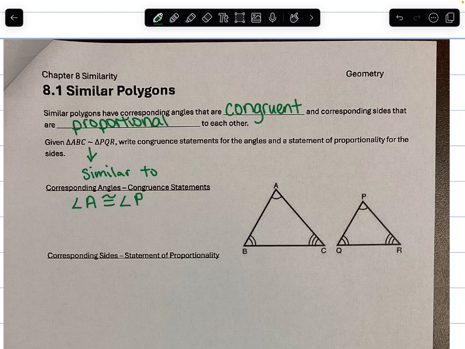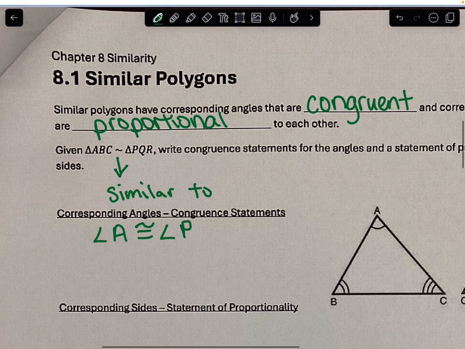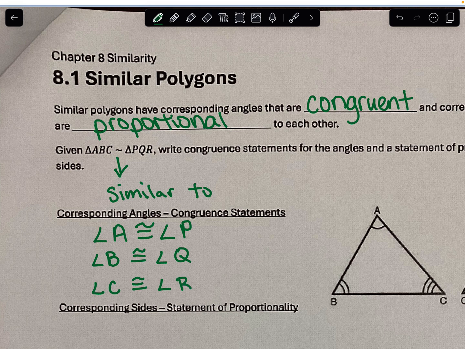How else could I know that if I didn't have the picture of the two triangles? Anybody remember? Yeah, in my order up here, let me find this. Right, A is written first, P is written first here, so then those two are the same. Okay, all right, so angle B then has to be congruent to angle Q, right? Both are in the middle, so they're congruent to each other. And then angle C is congruent to angle R.